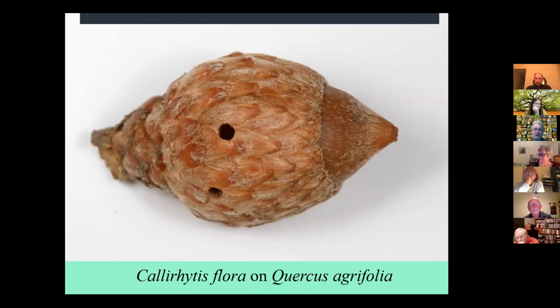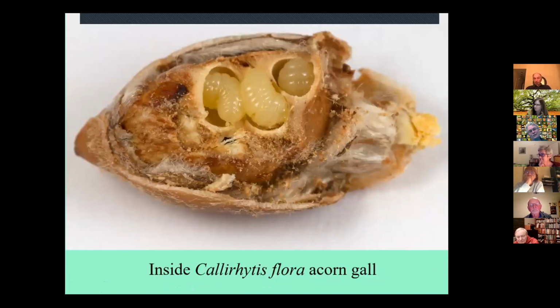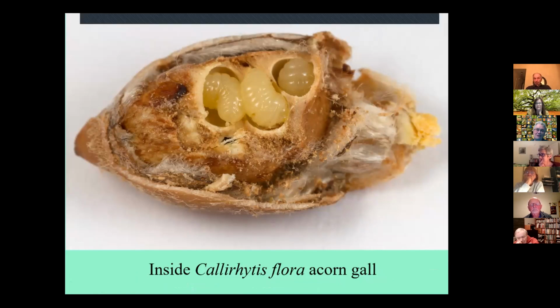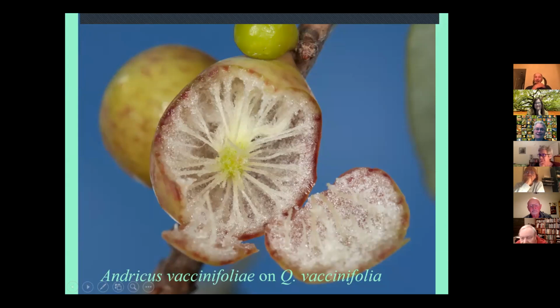Now, these are acorn galls, Caloritis flora, and this is also on live oak, coast live oak. And here we see all of the larvae. So this is going to be a polythalamous gall, lots of larvae inside a single acorn gall. And there you go.